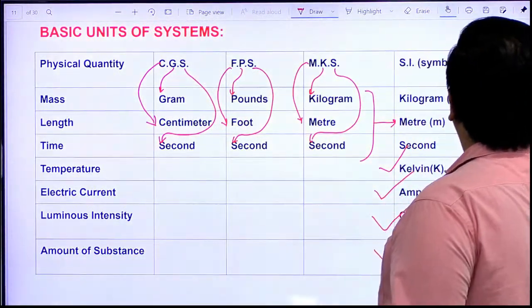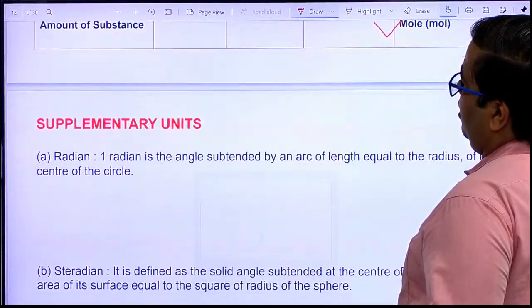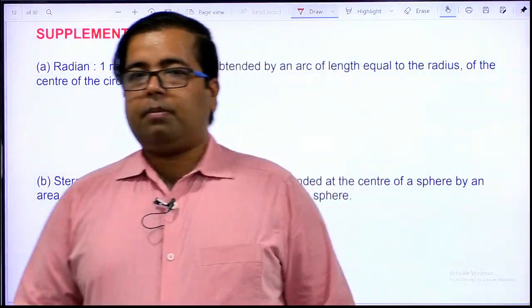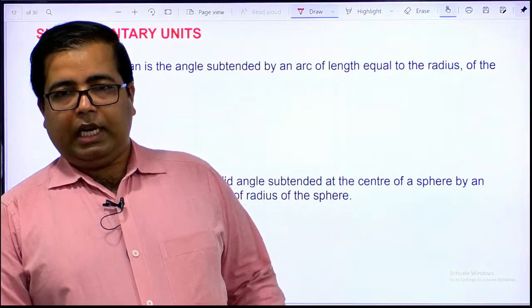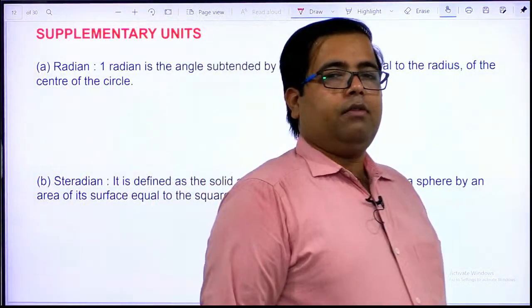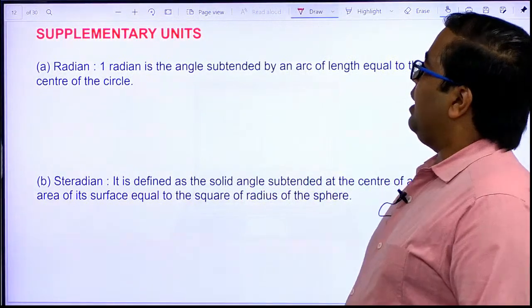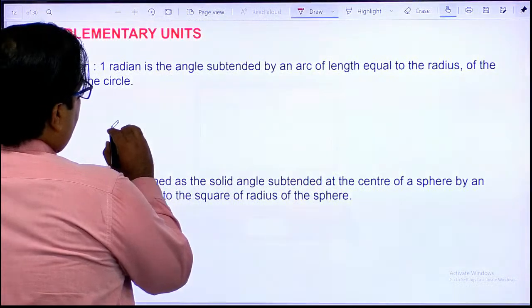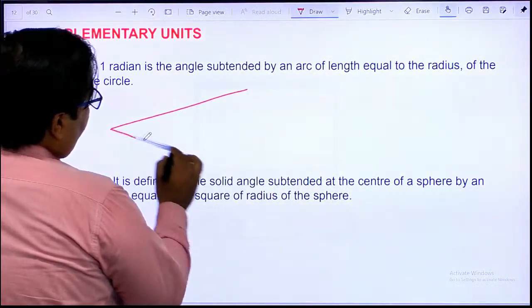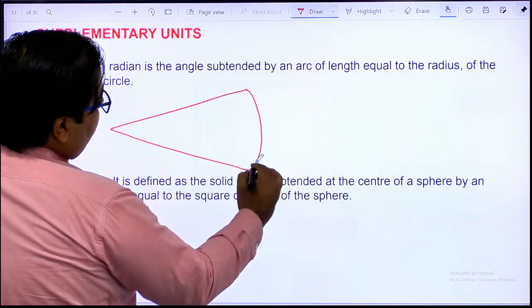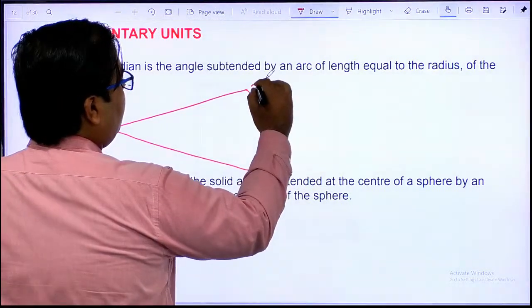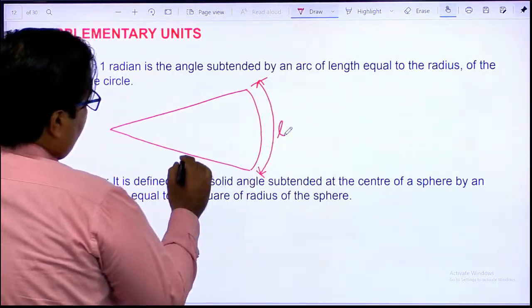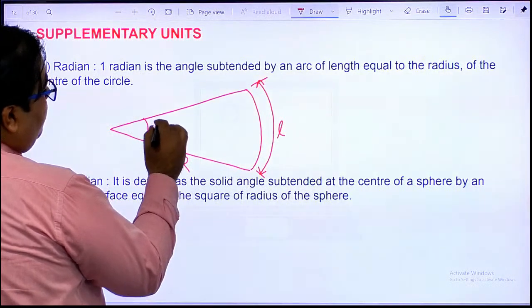Now let's move to supplementary units. We have two more supplementary units in the set of fundamental physical quantities. These are radian and steradian. Radian is used for planar angles. So how do we calculate a planar angle? Let's see. If you have a plane, and this is your arc length L, this is the radius R, and this is theta.